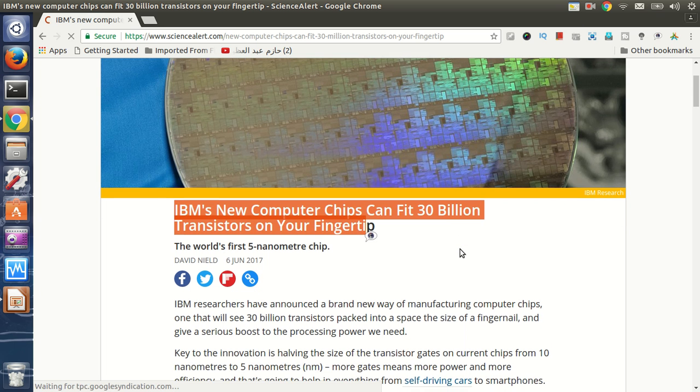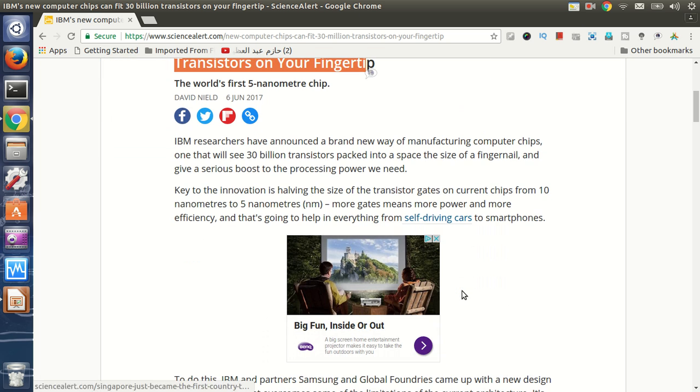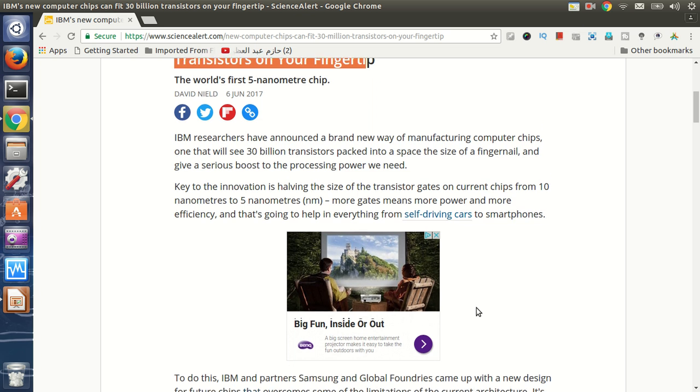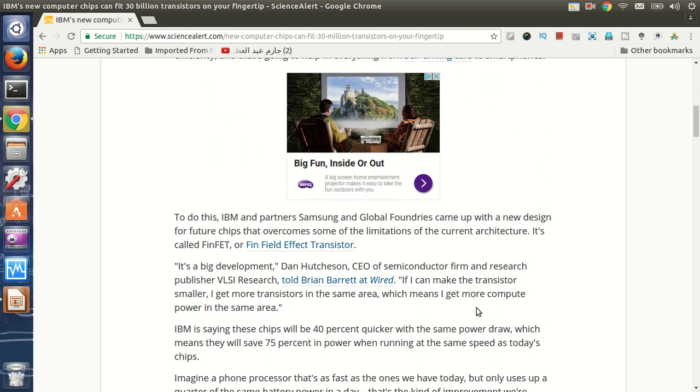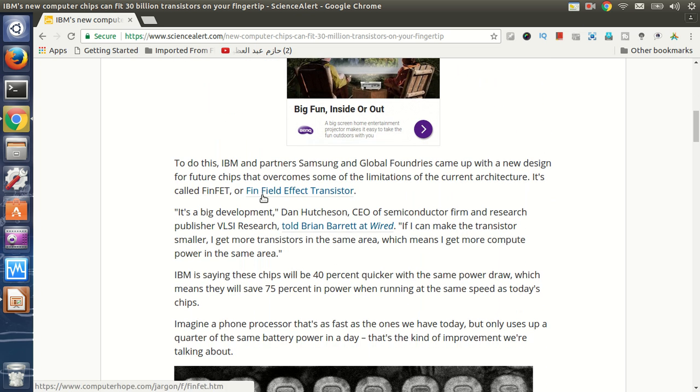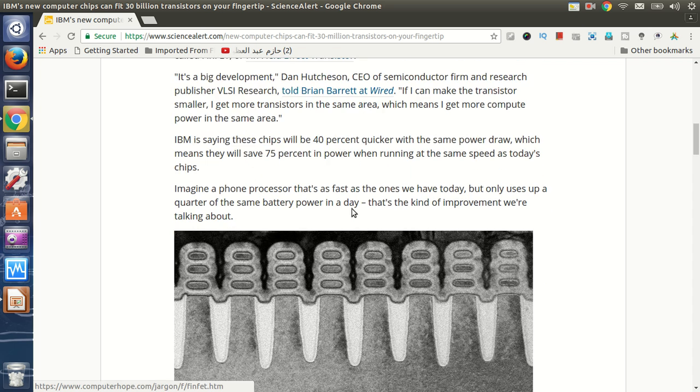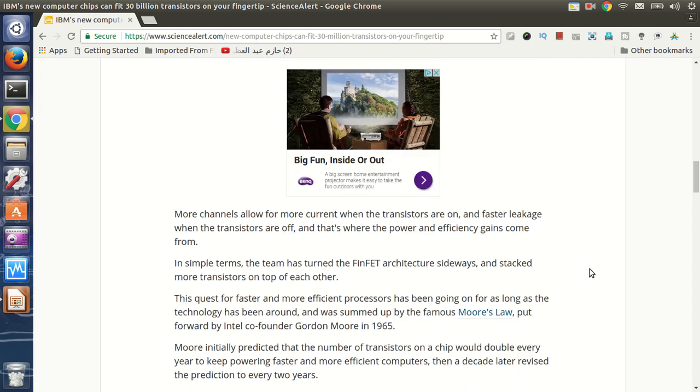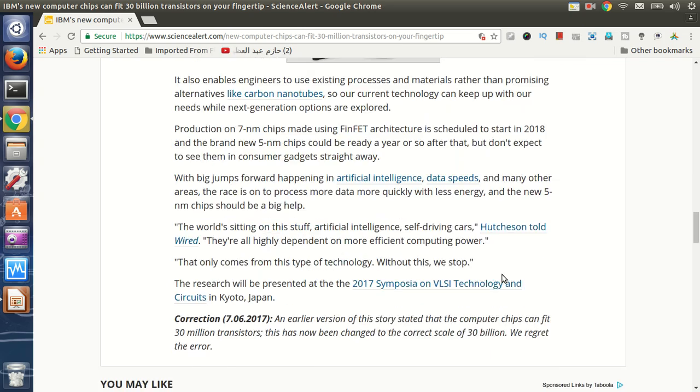Think of that. So next year, how much can we have? 60 billion. And by adding transistors, what do we gain? We add more computation power and more storage, depending on what we're using it on. And this is thin field effect transistors. This is what they came out with, and this is going to be really, really helpful.